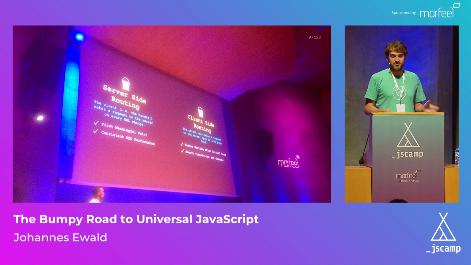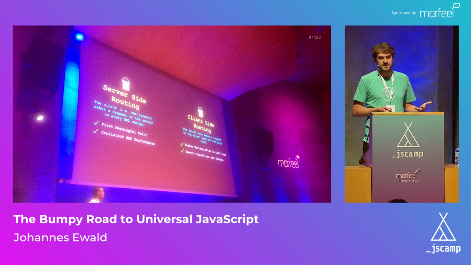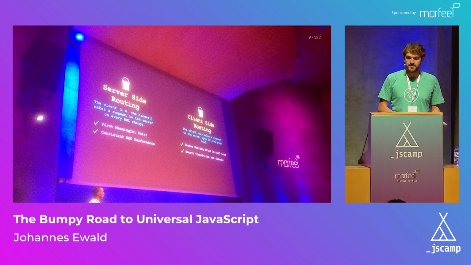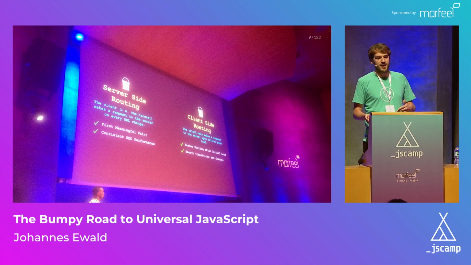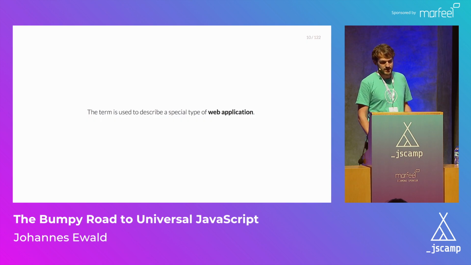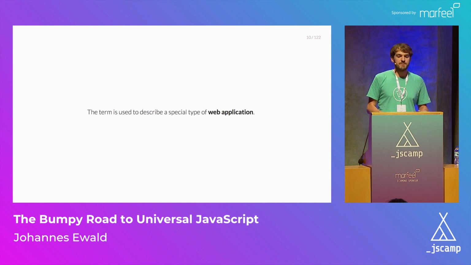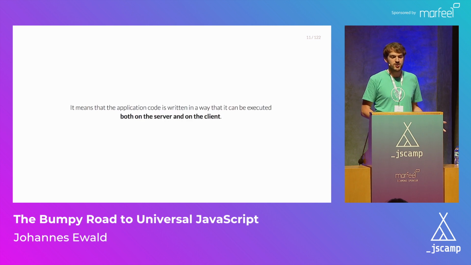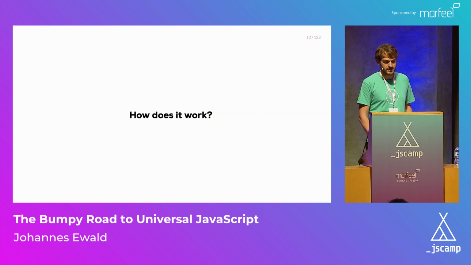But what if you could have both: the better first meaningful paint and consistent SEO performance of server-side routing, and faster routing after the initial load and smooth transitions of client-side routing? And that's exactly the idea of universal JavaScript. The term is used to describe a special type of web application. It means that the application code is written in a way that it can be executed both on the client and on the server.